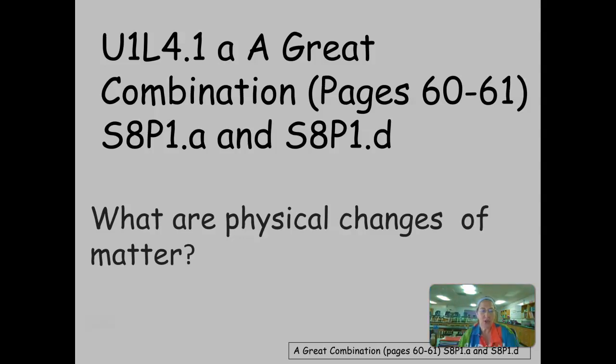In the last unit, 1A, we learned that physical changes occurred when the substance did not change its chemical properties or characteristics. So if I take a piece of paper and I crumble it up, it was still a piece of paper. Now we're going to zoom in and look at the molecular level.